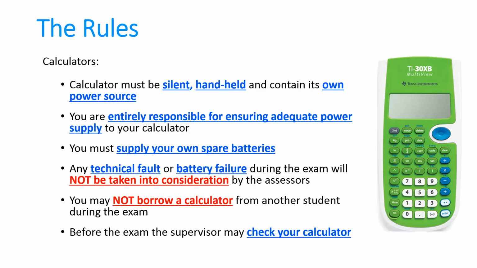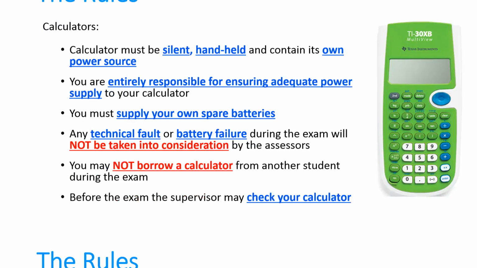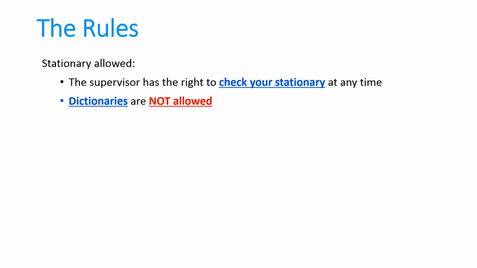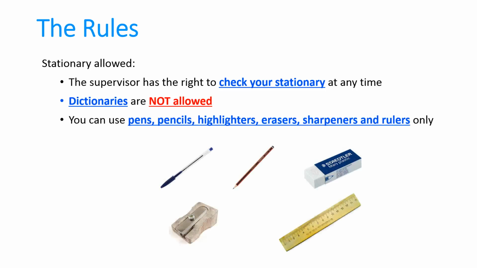You can't borrow a calculator from another student, and if you're ever unsure, just ask the exam supervisor to check your calculator before the beginning of the reading time. What stationery can you take in? The supervisor has the right to check it at any time. You can't take in dictionaries. Any words you need to know you should have already learned during the course of the curriculum. You can take in pens, pencils, erasers, sharpeners, and rulers only, and that's it.